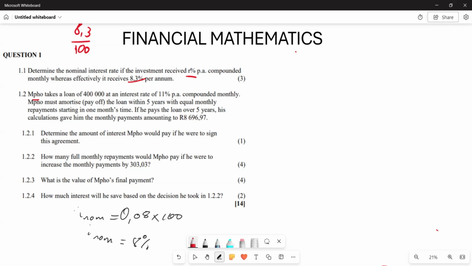in 1 month's time. Now they say if he pays the loan over 5 years, his calculation gave him a monthly payment of 8,696.97. The first thing they want you to do is to determine the amount of interest Mpho will pay if he were to sign for this agreement, right?